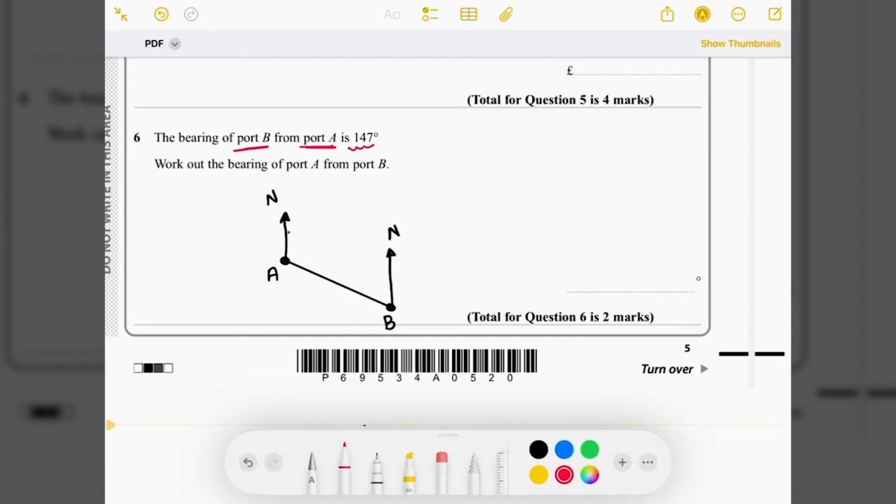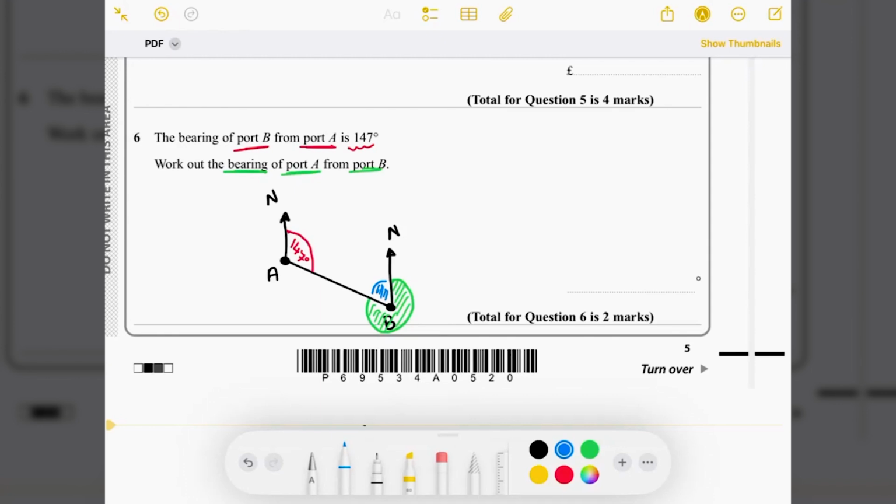Now it says here, the bearing of port B from port A is 147. So from port A, I'm over here, and I'm going all the way over there to port B, and this is 147 degrees. Now the question wants us to work out the bearing of port A from port B. So let's go to port B first, and we're going to go clockwise all the way until port A. So they need to know what this green angle is. Now, how are we going to go about doing this? If I knew what this blue angle inside was, I could figure out what the green one is, because the angles around a point make 360.